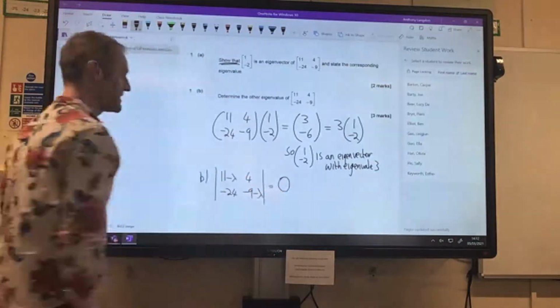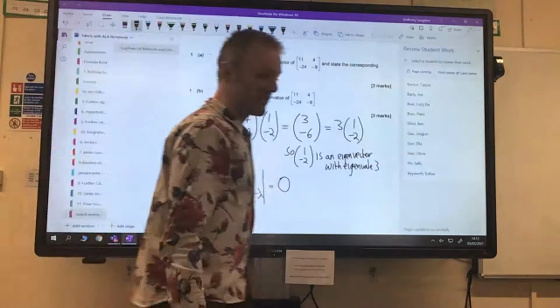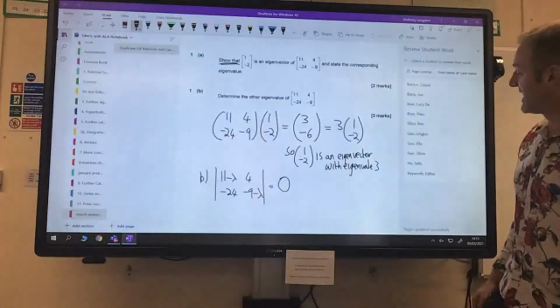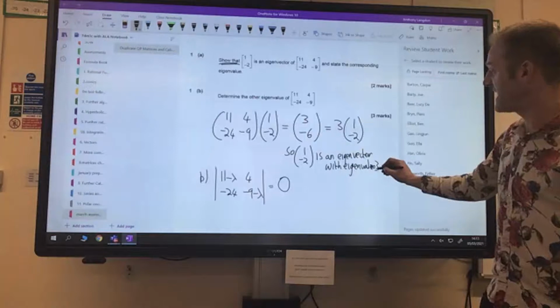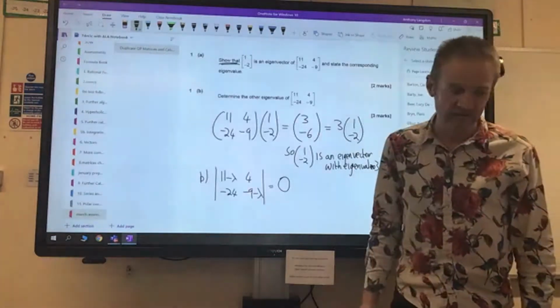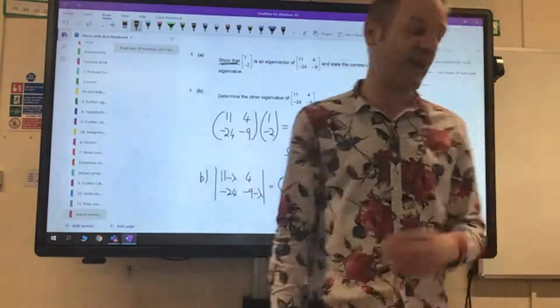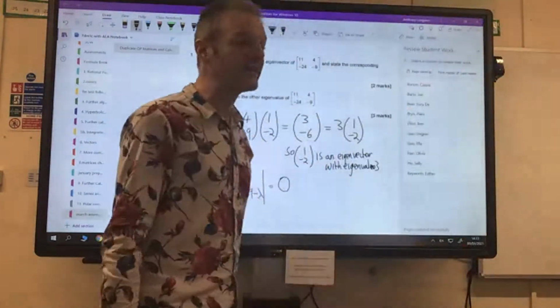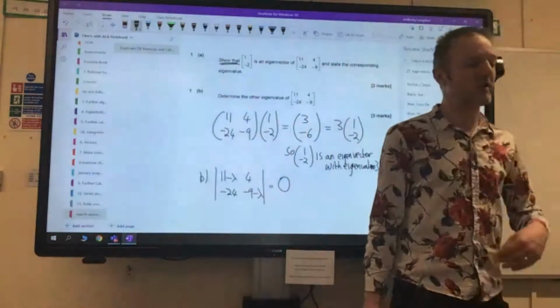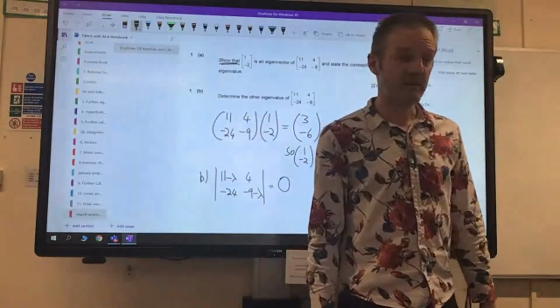Now, for part B, shortcuts aside, you are after solving the characteristic equation. And you'll get something that factorizes. Hopefully, you're looking to see one of the answers is 3. The other one is, I think, minus 1. But you don't need, Esther and others, you don't need to find the other eigenvector. So once you've found the other eigenvalue, you don't need to spend time finding the other eigenvector.